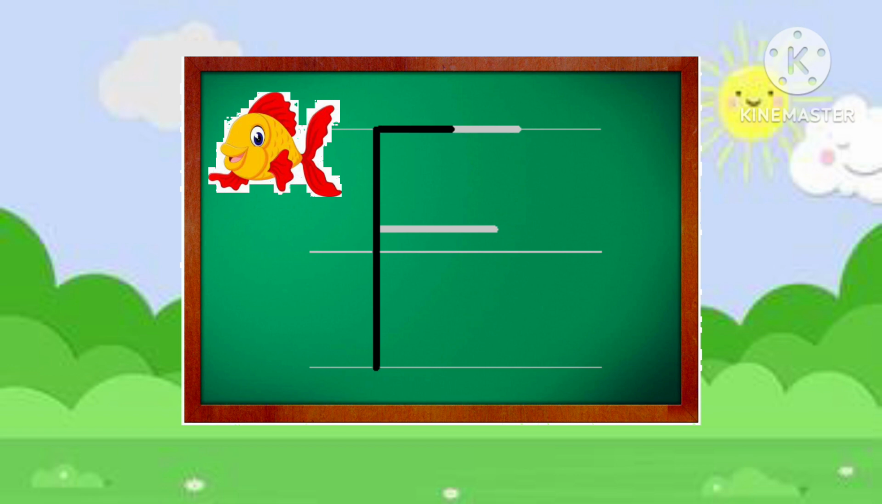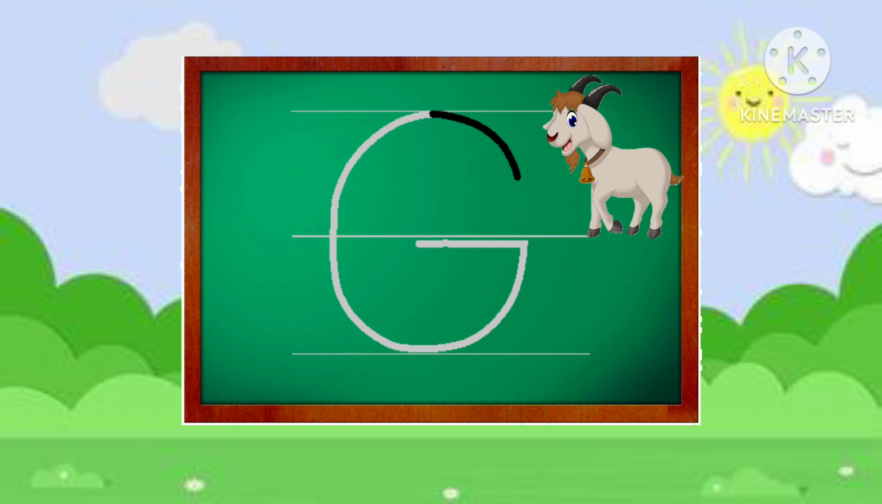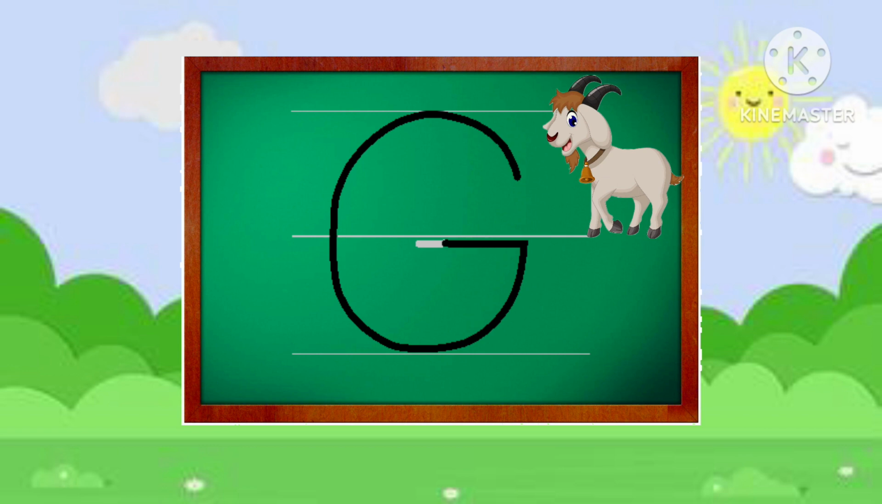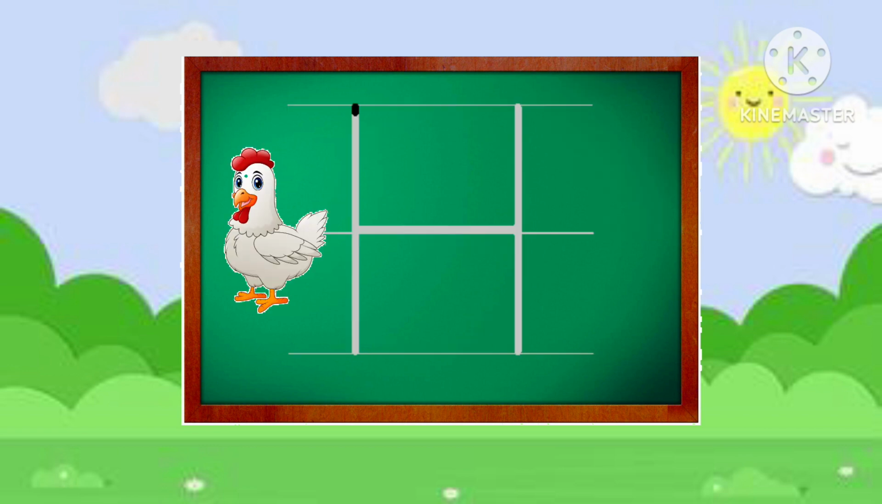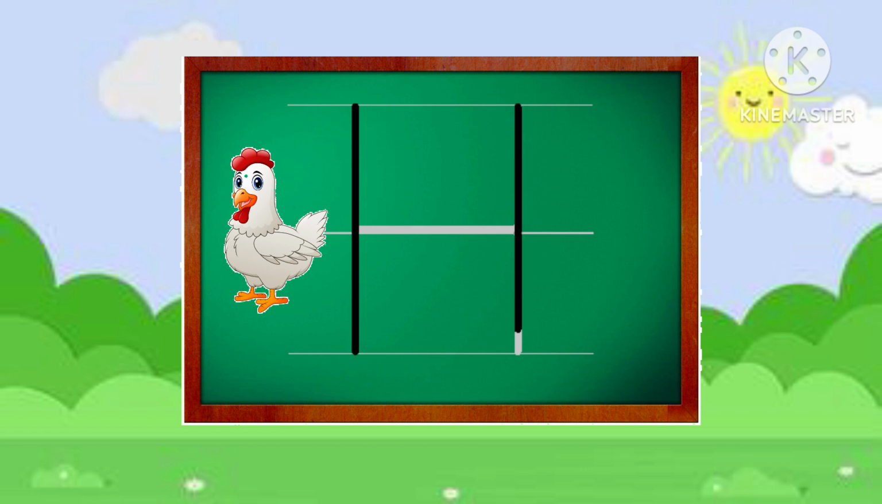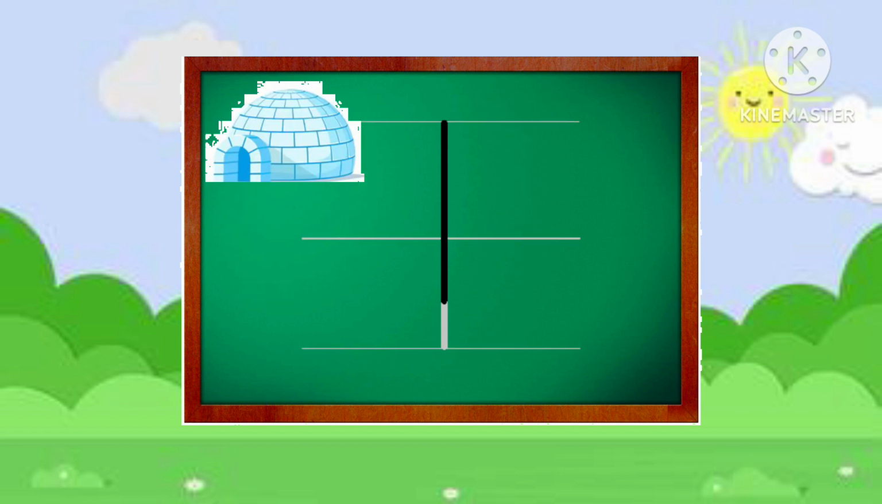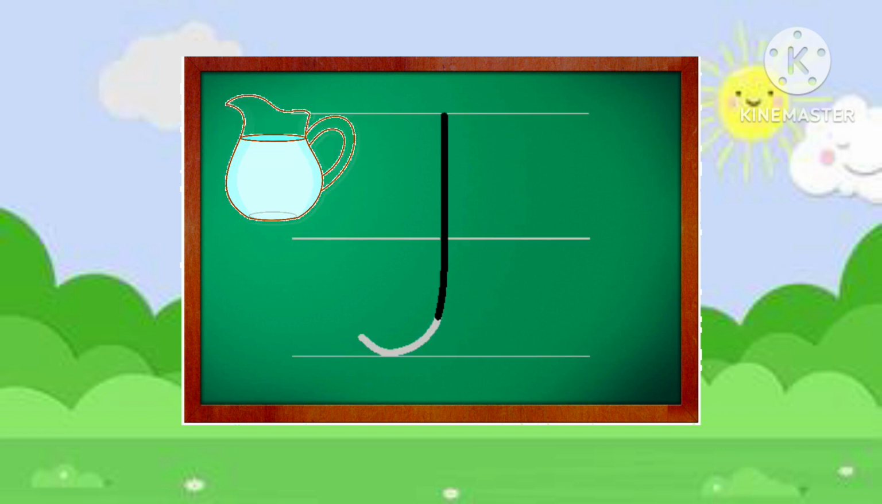F for fish. Standing line, then at the top slipping line, then in the middle slipping line. F for fish. G for goat. Make a C, then slipping line. It's G for goat. H for hen. Standing line, then one more standing line, and in the middle slipping line. It's H for hen. I for igloo. Standing line, it's I for igloo. J, standing line, then little curve, J for jug.